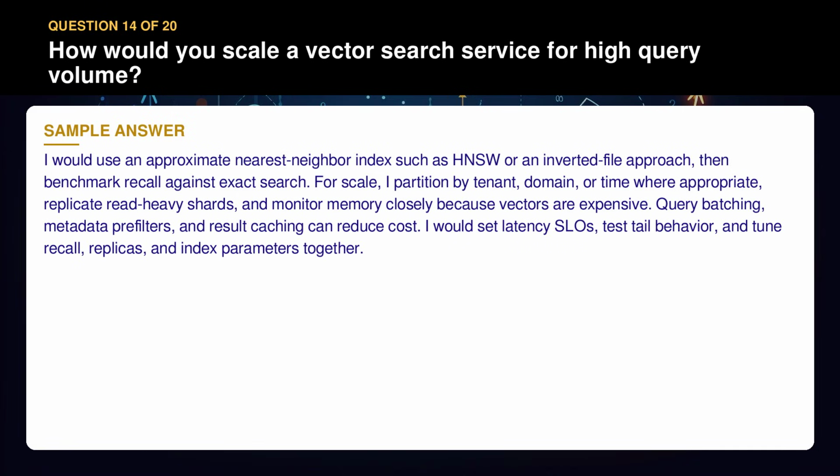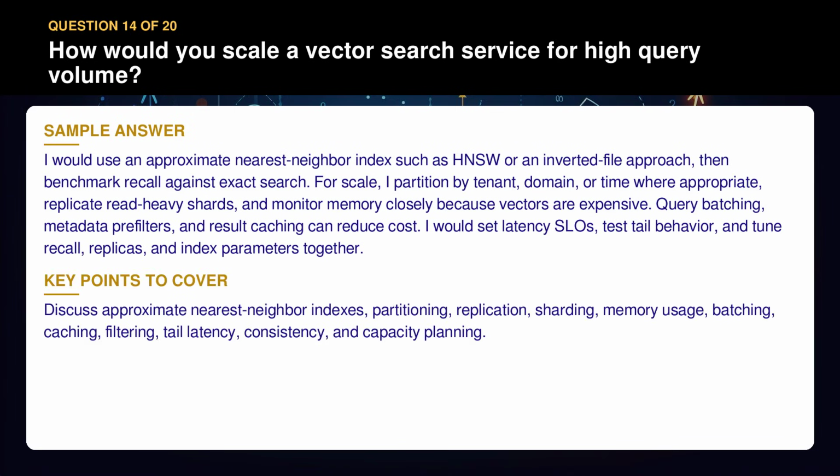Question 14. How would you scale a vector search service for high query volume? I would use an approximate nearest neighbor index such as HNSW or an inverted file approach, then benchmark recall against exact search. For scale, I partition by tenant, domain, or time where appropriate, replicate read-heavy shards, and monitor memory closely because vectors are expensive. Query batching, metadata prefilters, and result caching can reduce cost. I would set latency SLOs, test tail behavior, and tune recall, replicas, and index parameters together.